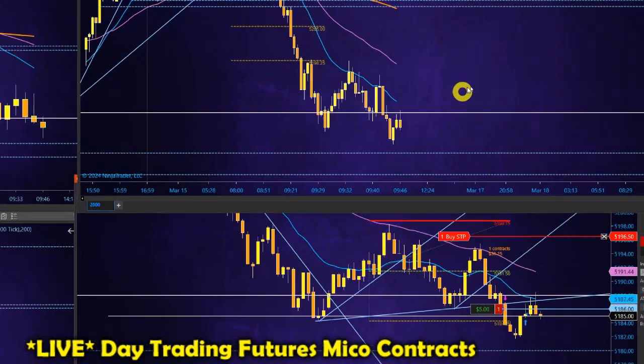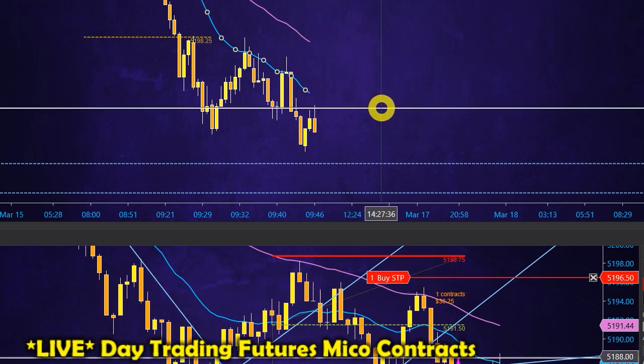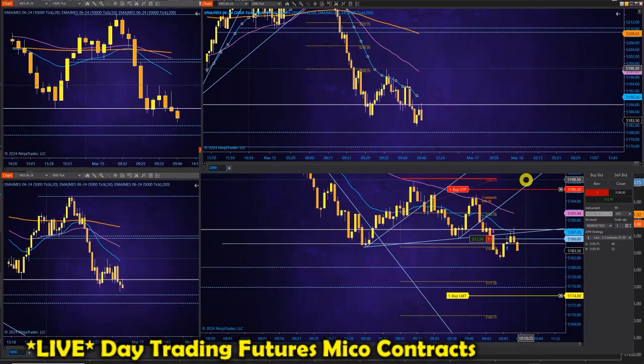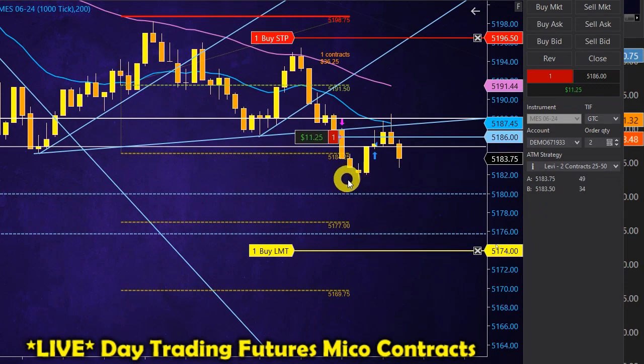If it puts in another level here off of the 20 EMA or something, I'll move my stop down. If this pivot level gets broken right here, I'll move my stop down to that level. But this pivot level has to be broken first. It's a nice reversal candle, but I really want to see that pivot level broken before I move my stop down.